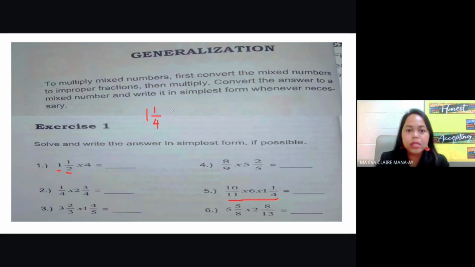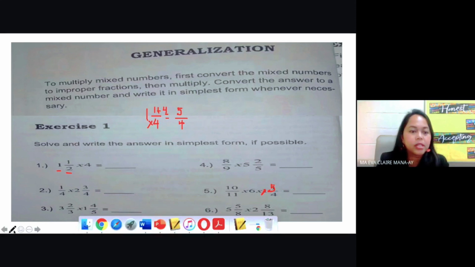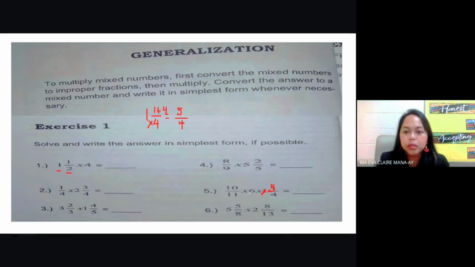Again, we start by multiplying the whole number by the denominator. So 1 times 4 would give you 4, and you add that 4 to your numerator. So you have 1 plus 4, that would be 5. Copy the denominator of 4. So that would be equal to 5/4. So that means this should be 5/4 here. Let me erase this. Multiply 10/11 by 6 multiplied by 5/4.